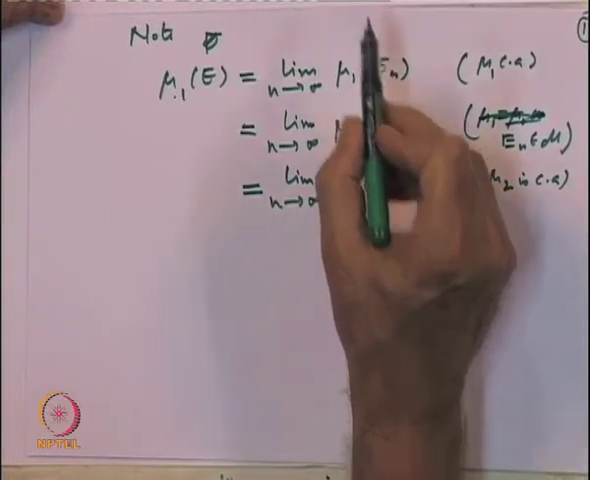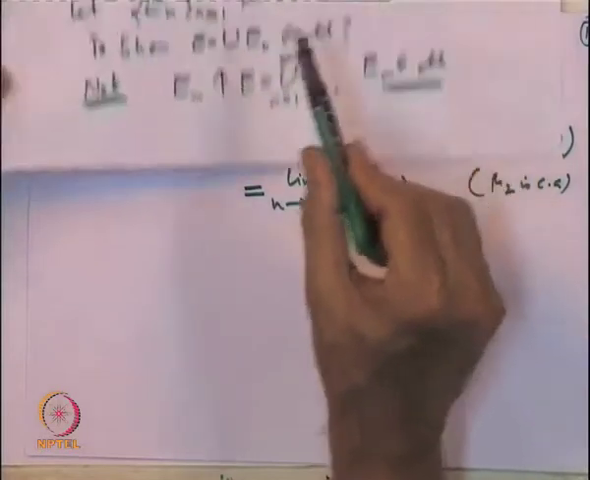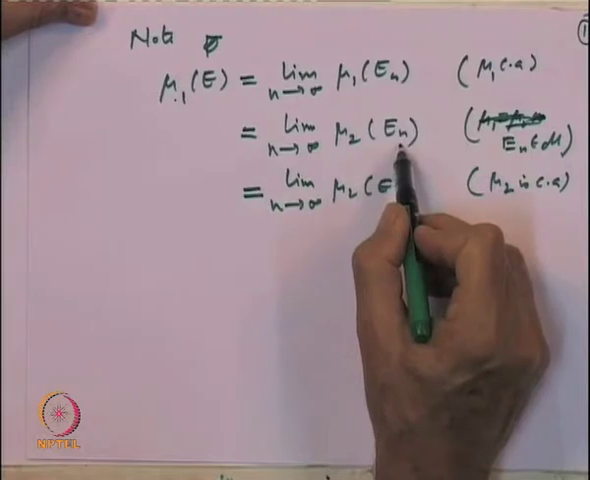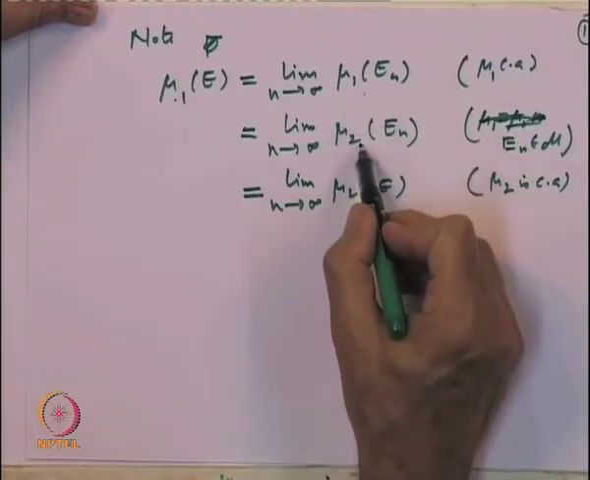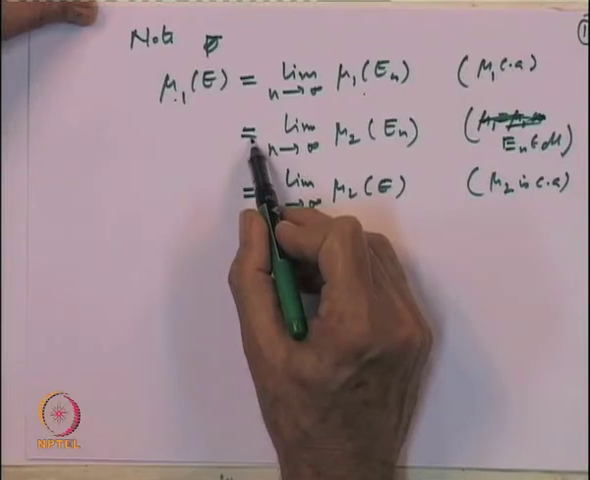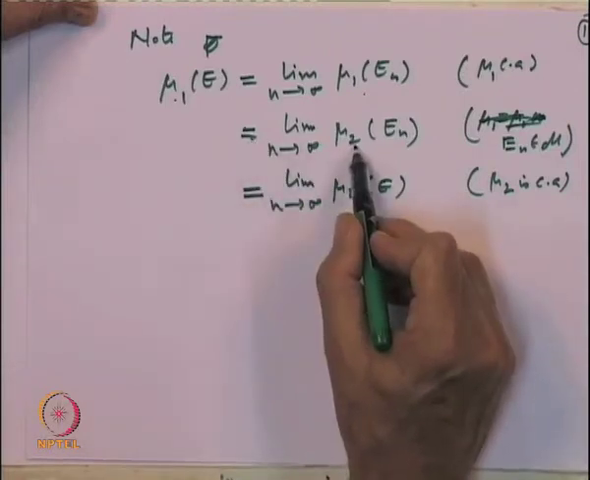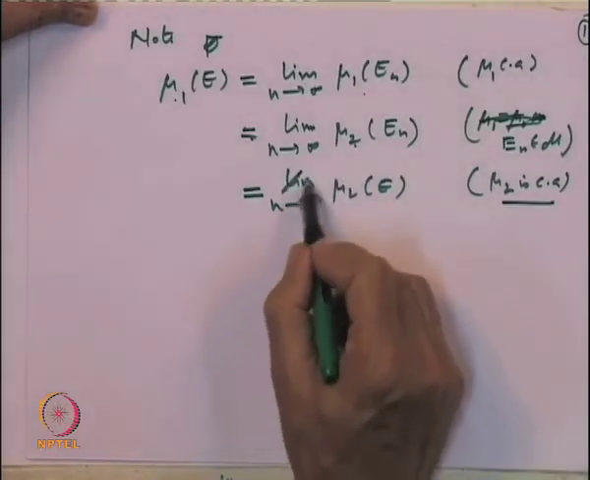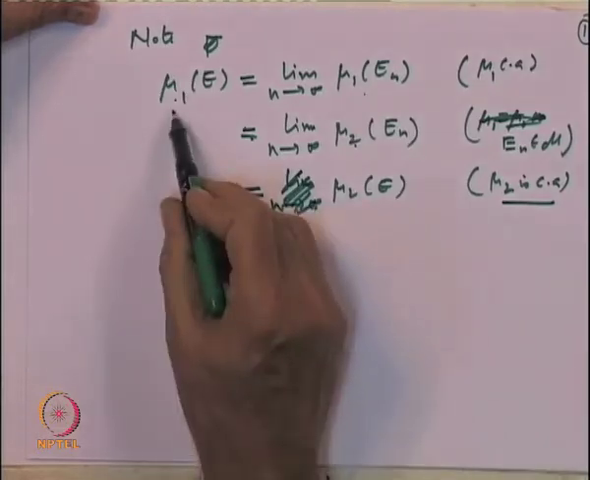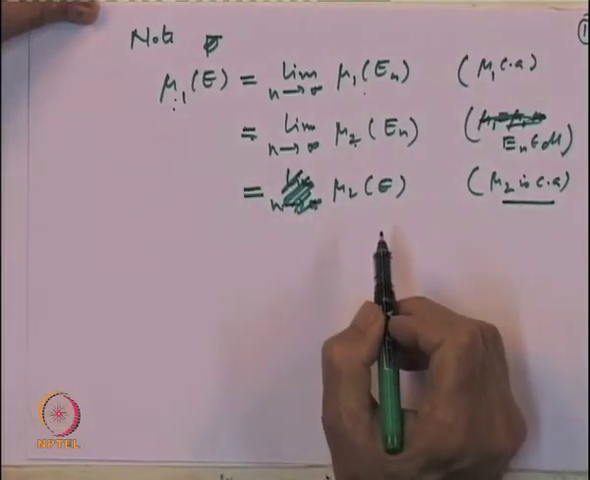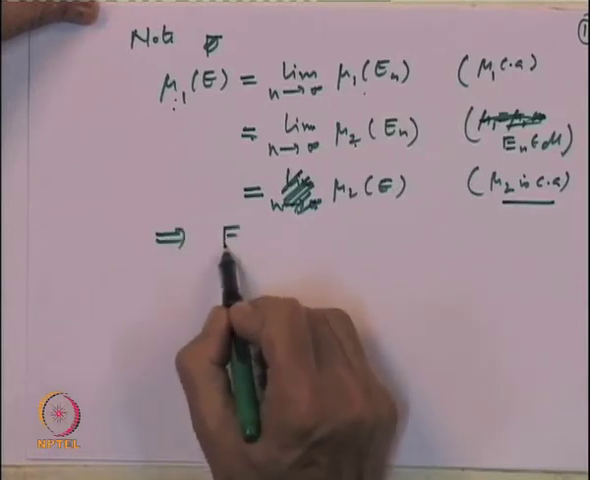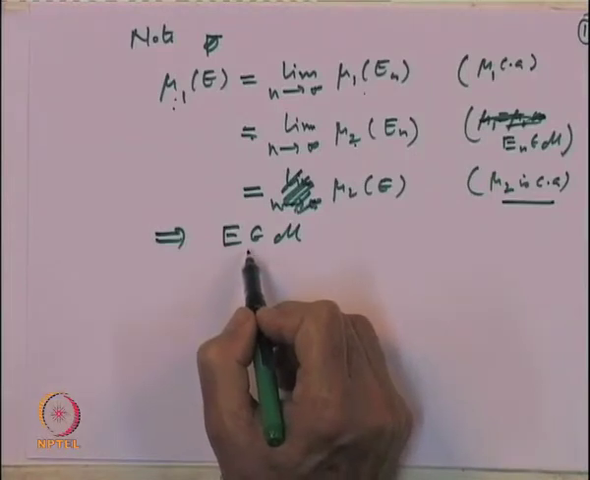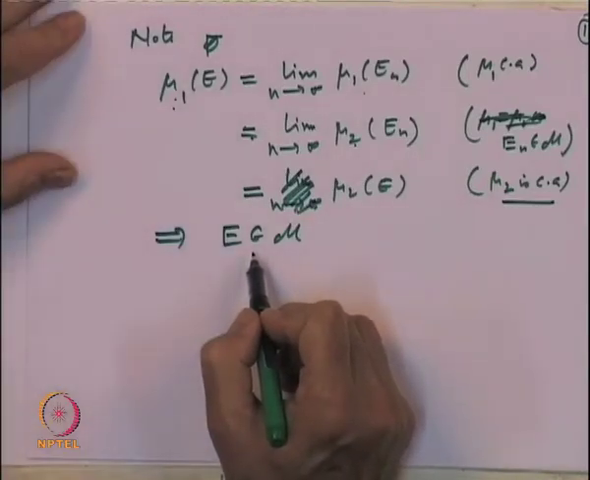Now, each E n belongs to M, E n is a sequence in M. So, that means mu 1 of E n is equal to mu 2 of E n. So, this is equal to this. This is the second step equality. And now, once again mu 2 is countably additive, E n increases to E. So, by countable additivity, this limit must be equal to mu 2 of E. So, it says mu 1 of E is equal to mu 2 of E. So, that implies that E belongs to M whenever E n is a sequence in M which is increasing to E.